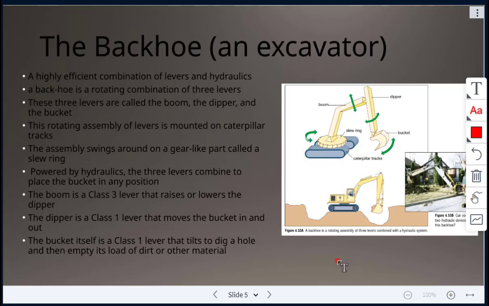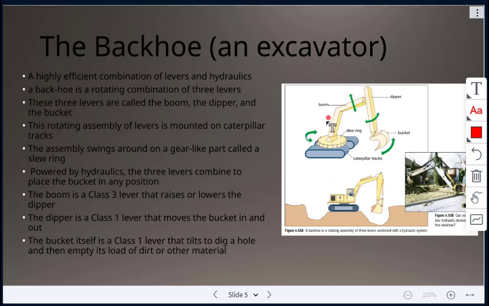The assembly swings around on a gear-like part that's called a slew ring, shown here. It's powered by hydraulics, and then the 3 levers combine to place that bucket in any position.